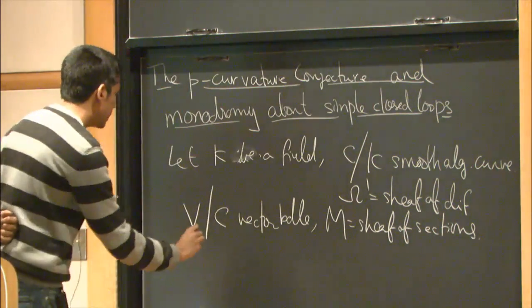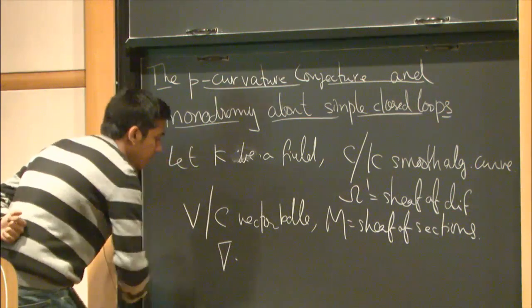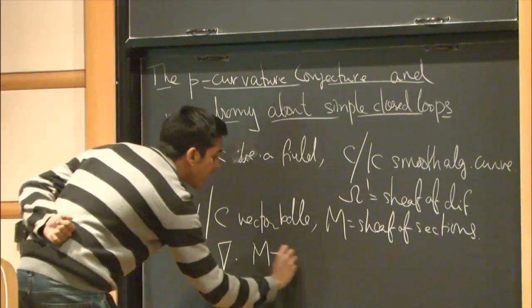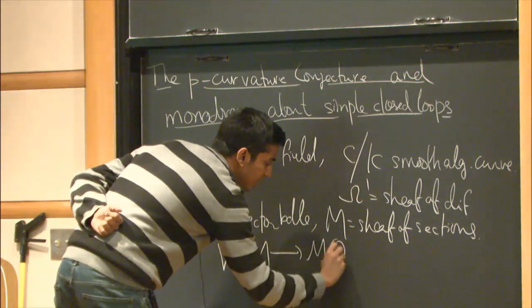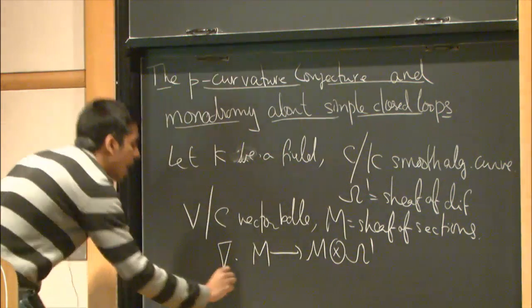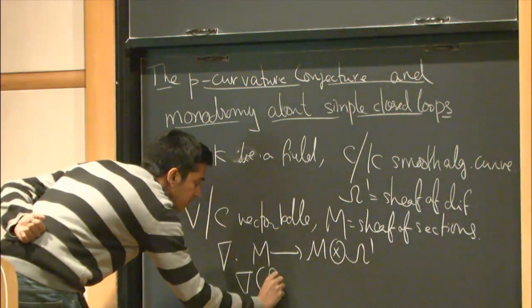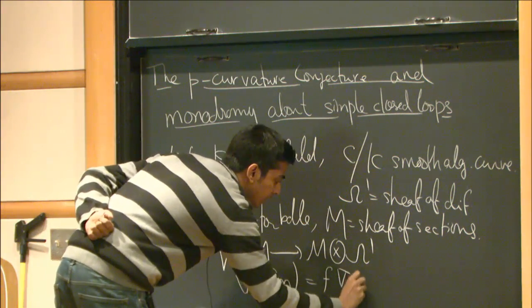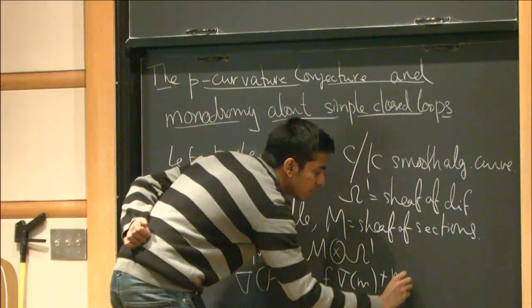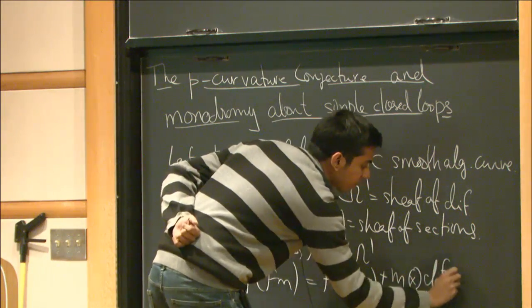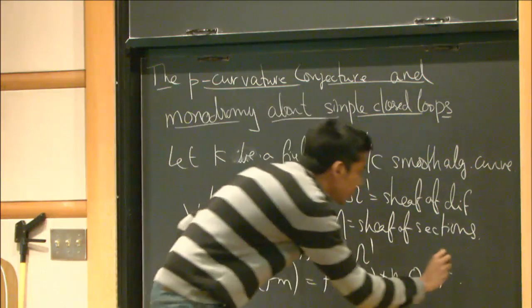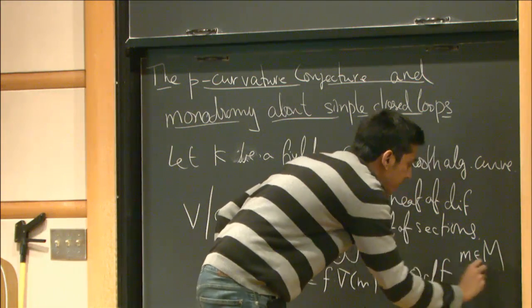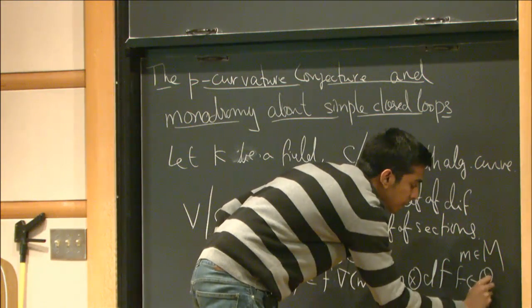So we recall that a connection is a map, is data of a map, nabla, from M to M tensor omega 1. And it's not going to be linear. What happens is it obeys some sort of Leibniz rule. And over here, M is going to be a section of the vector bundle, and F is going to be any function.